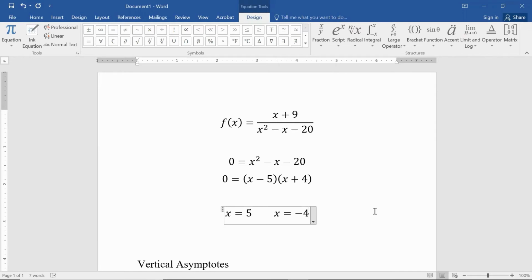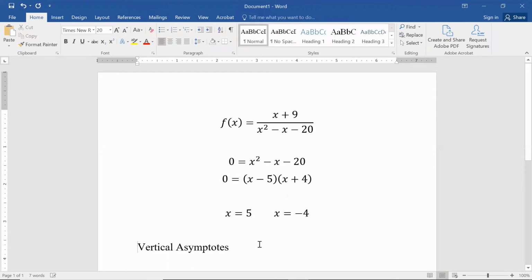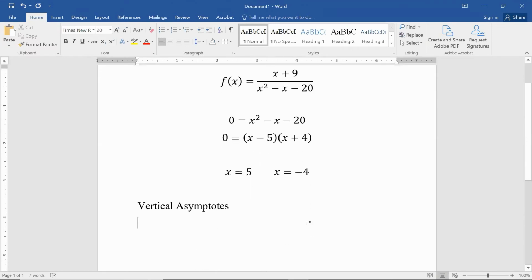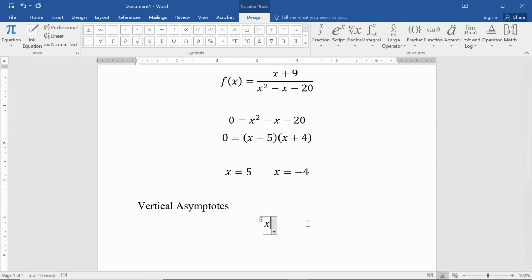So I know I'm going to end up with a limit as I approach one or the other direction, going to either positive or negative infinity. That means the vertical asymptotes are x equals 5 and x equals negative 4. In particular, the lines x equals 5 and x equals negative 4.